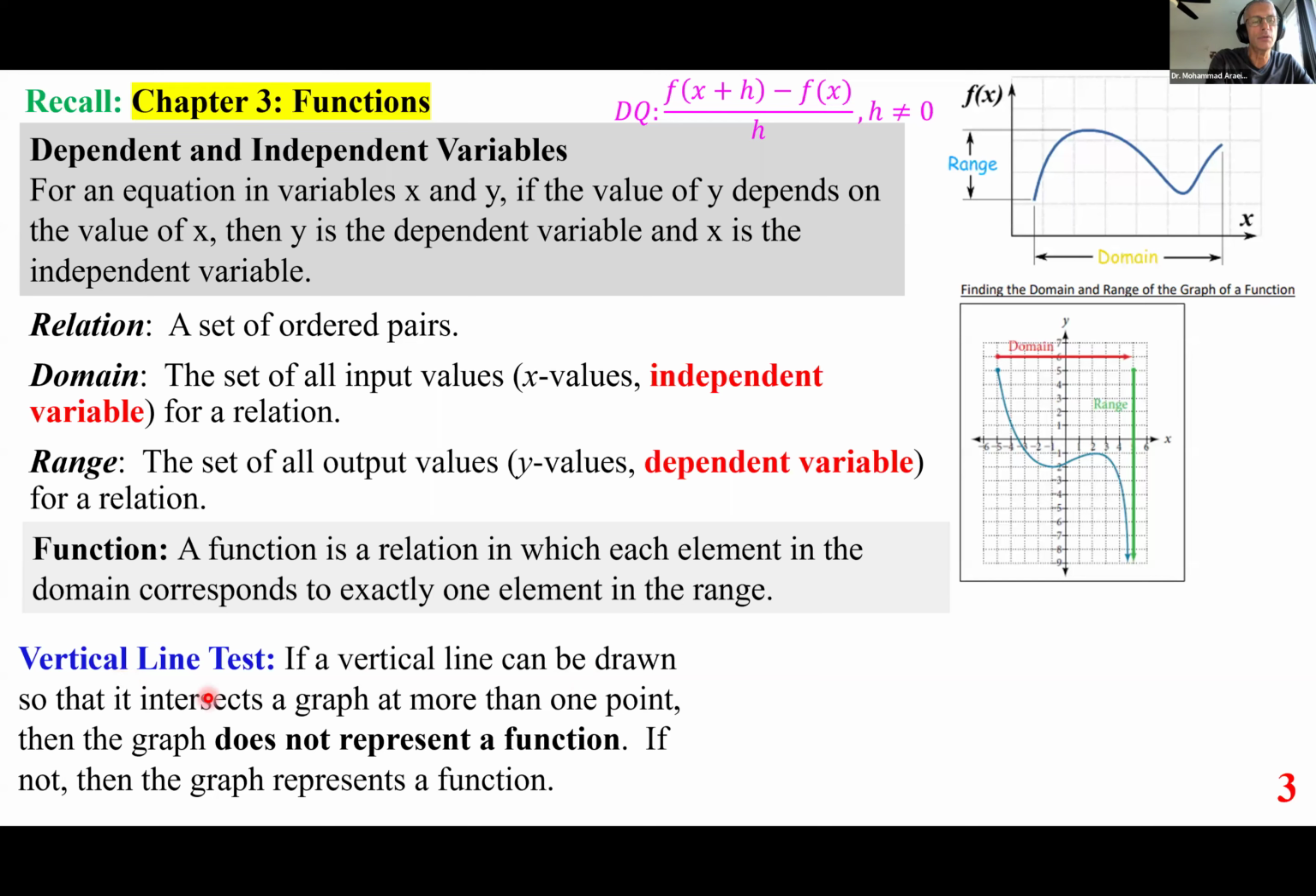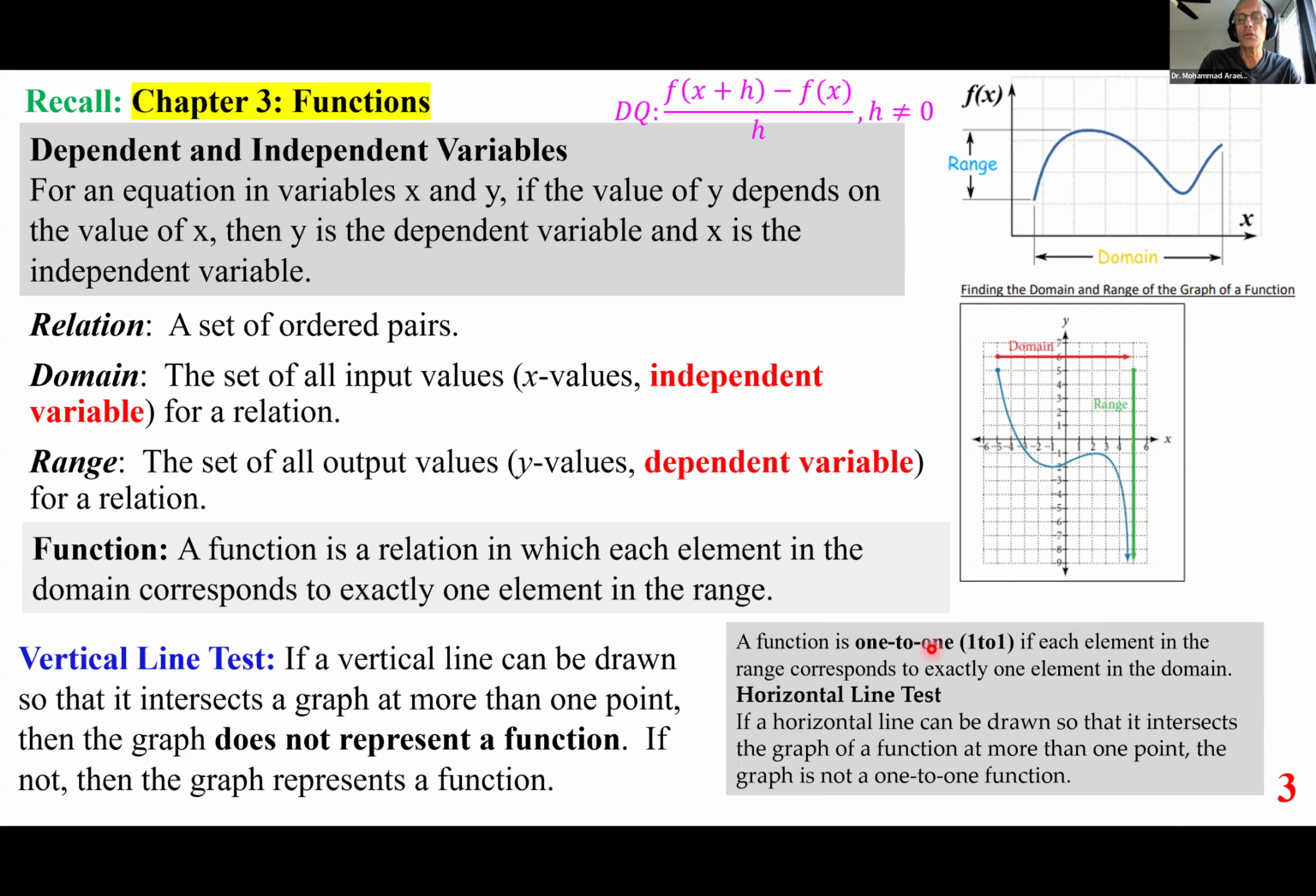If a vertical line can be drawn so that it intersects a graph at more than one point, then the graph does not represent a function. If not, then the graph represents a function. So if you can come up with a vertical line that crosses the graph more than once, it is no longer a function.